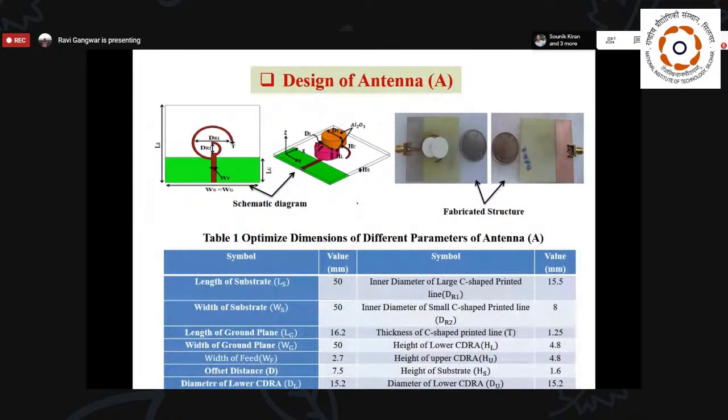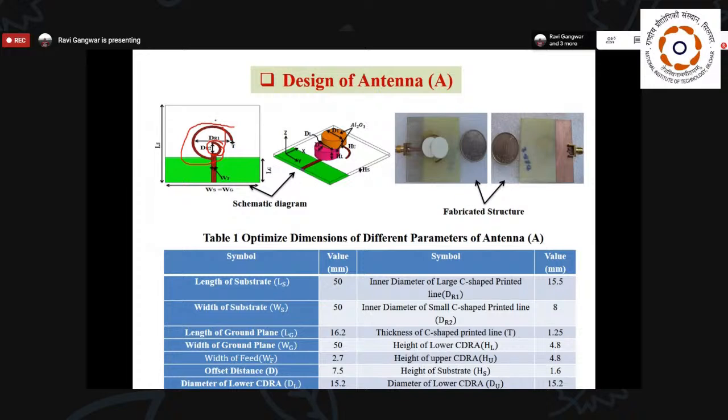In the hybrid DRA, that means we have a combination of a DRA with other resonating structures. What I have done here is use 2 asymmetrical C-shape printed lines, one smaller and one larger. Then I have used 2 DRAs, put one on top of the other, but with some offset distance. Why we put the offset distance is a different matter that I will discuss later.